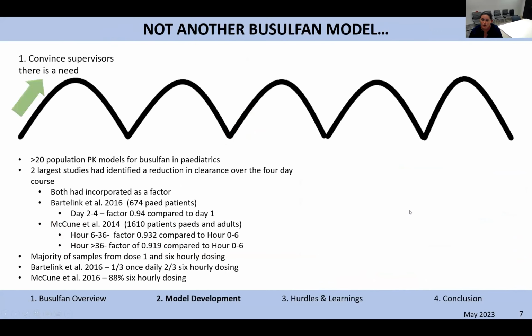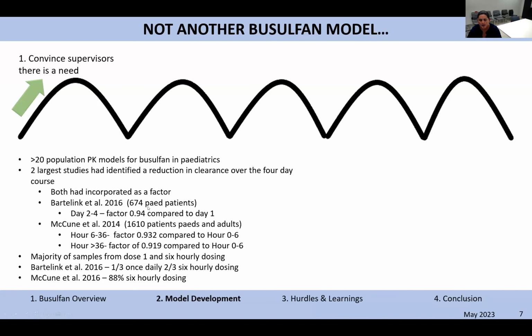So that's the background done. But what I wanted to focus on today were more my hurdles. The very first hurdle that I had was convincing my supervisors that we actually needed another model. In the literature, there are more than 20 population PK models for busulfan in kids, and there were two really big ones that were highlighted to me. They said, well, there are these publications with 674 kids and 1,610 kids. What more can we do?